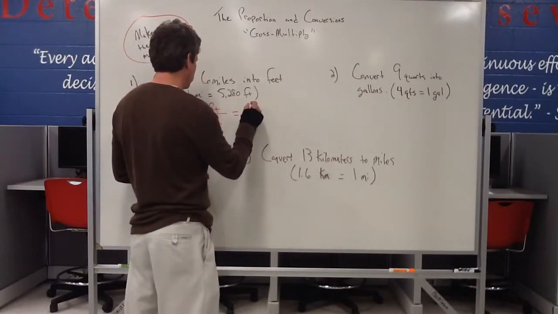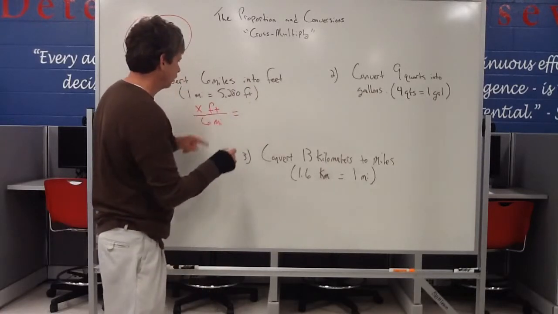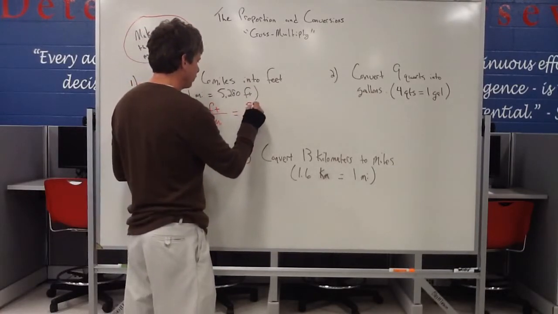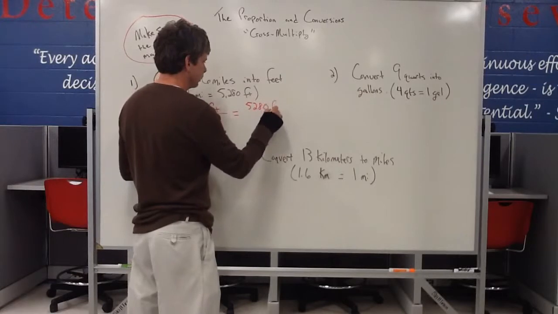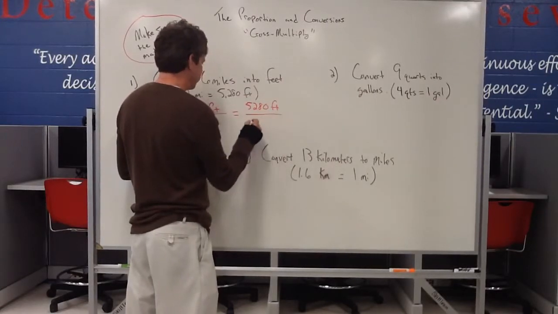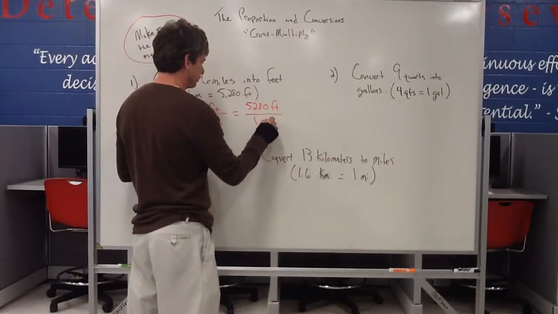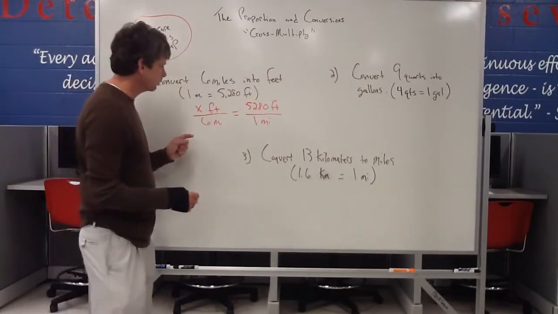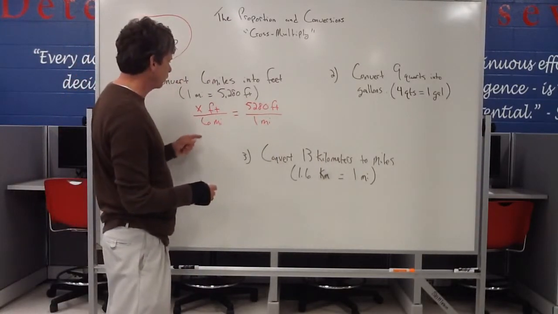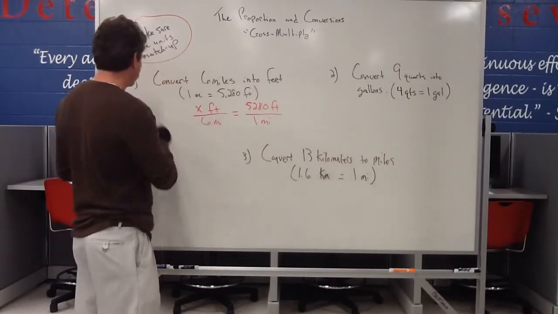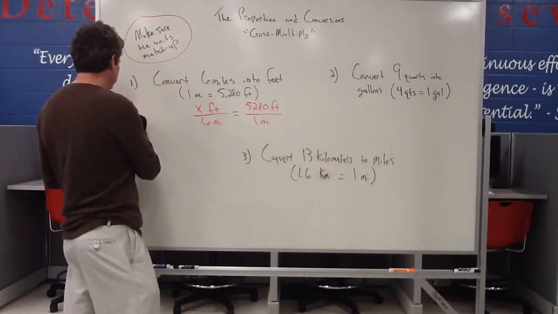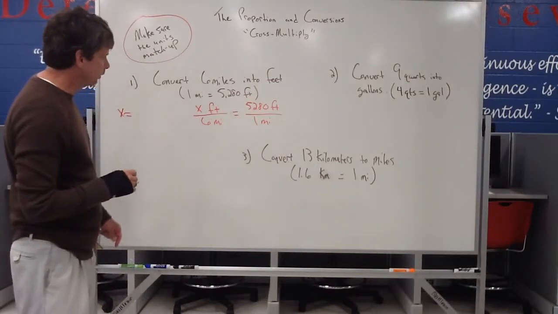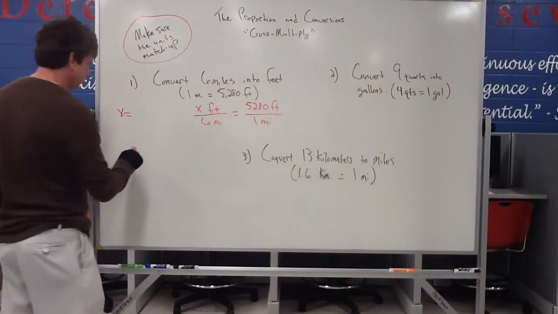So I'm going to have, notice that feet went on top, so the 5,280 has to go on the top here. Just the way I wrote it out, for 1 mile. So this creates what we call a true proportion. Now to solve this, we have to cross multiply. So 1 times x is not so bad, that's just going to be x. But what is 6 times 5,280?